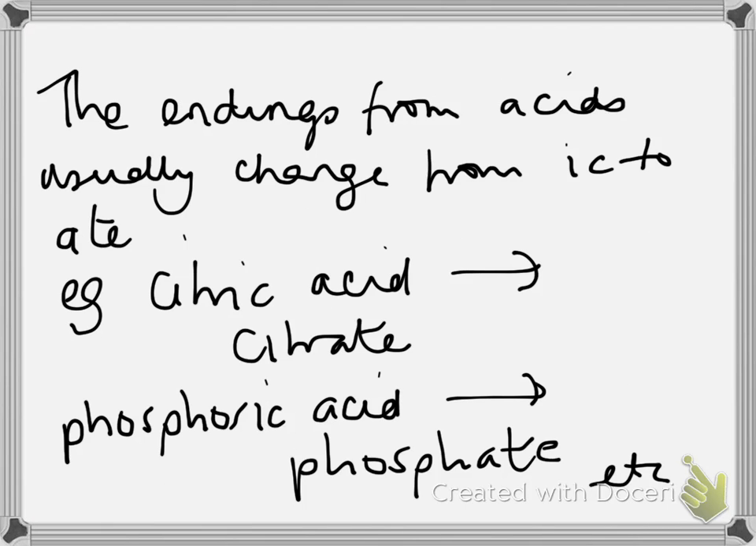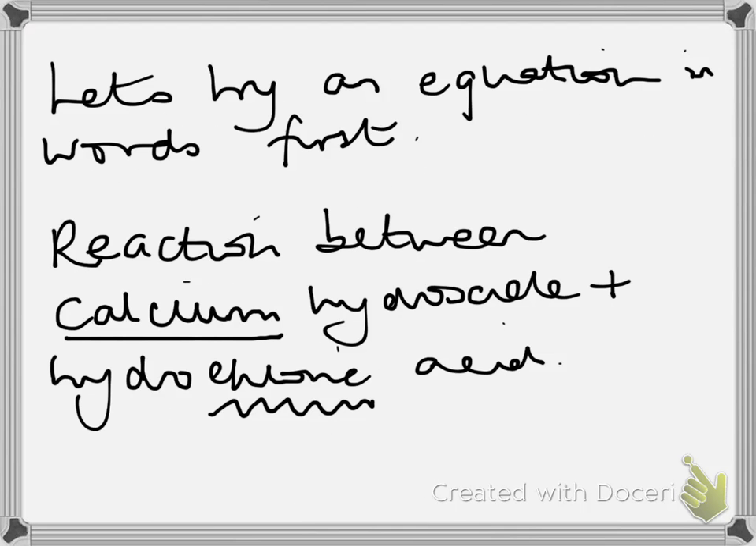For other acids, generally you take the ending from the name which ends in ic, so something like citric would become citrate, and phosphoric would become phosphate, malic would become malate. So you can get used to changing the name endings on the acids to get the salt name. So let's try an equation, probably in words first, just to get the idea.